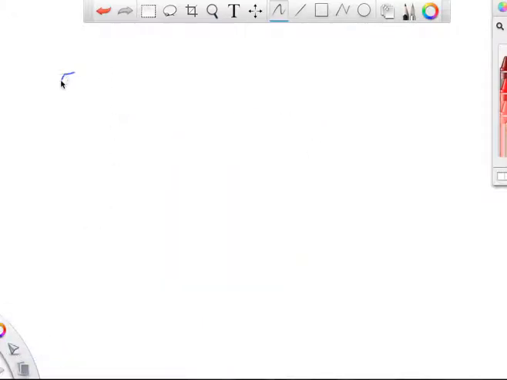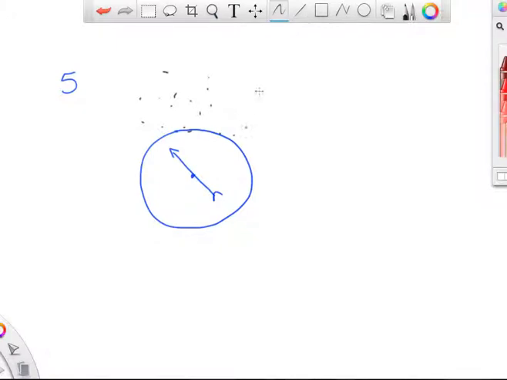Number five. What is a barometer? And this is an instrument used to measure changes in air pressure. It can be a tube with liquid in it, or it can be a dial very similar to that of a compass. And what it's measuring is the changes in air pressure. And it's called a barometer.